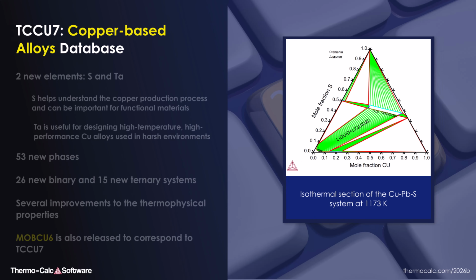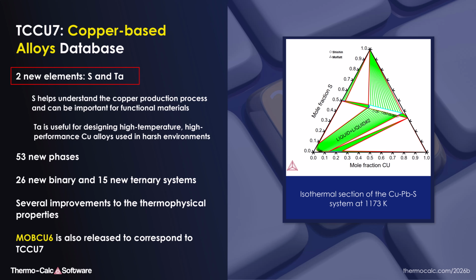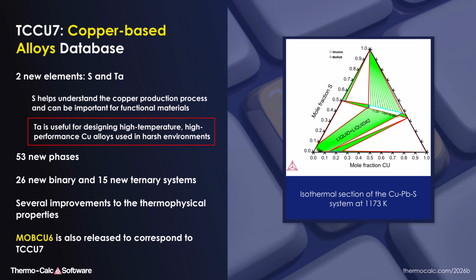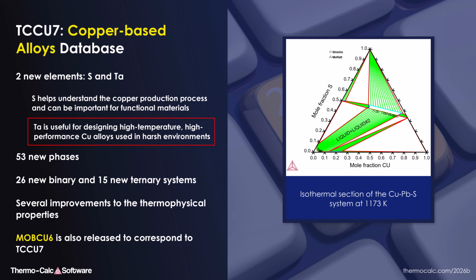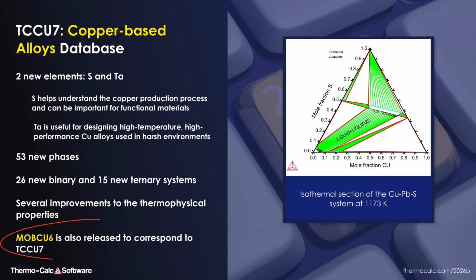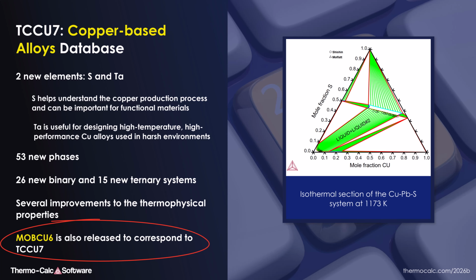The copper-based alloys database adds 2 new elements used to help better understand the copper production process and for designing high-temperature, high-performance copper alloys used in harsh environments, in addition to many other additions and improvements. The corresponding mobility database, MOB-CU6, is also released to align with TC-CU7.